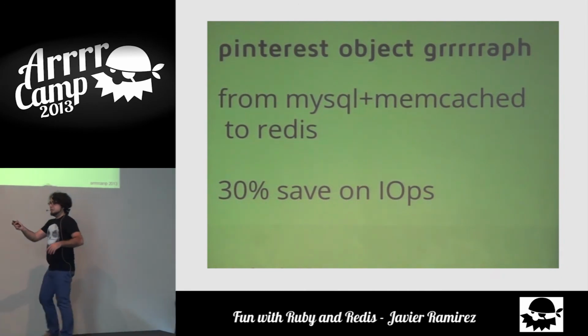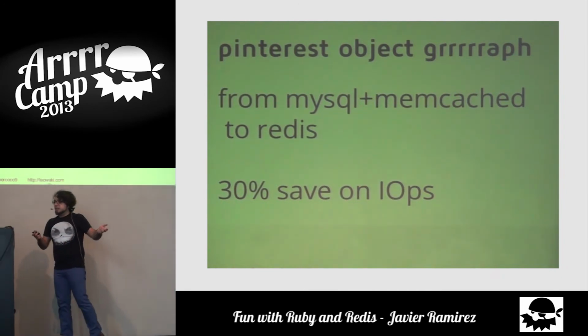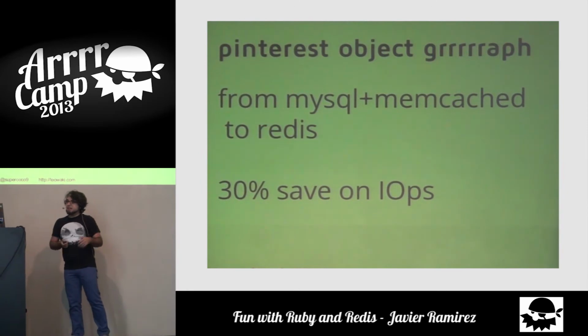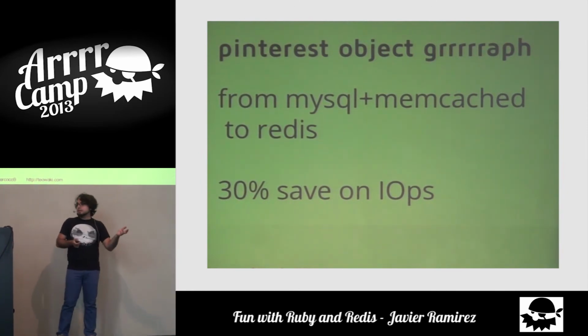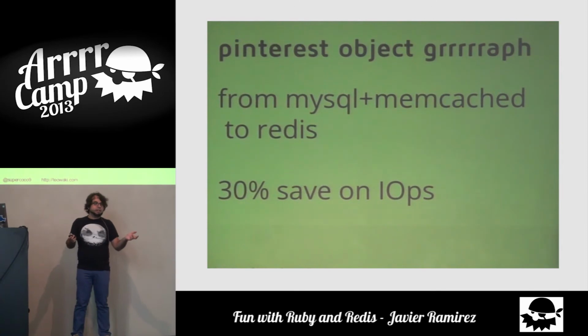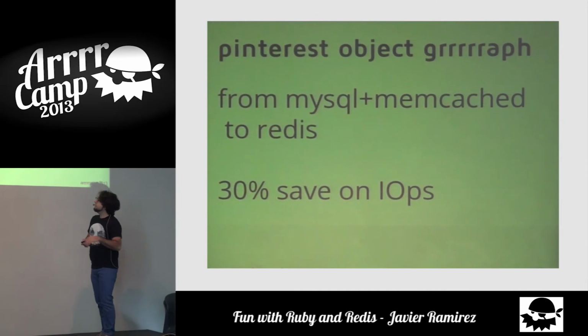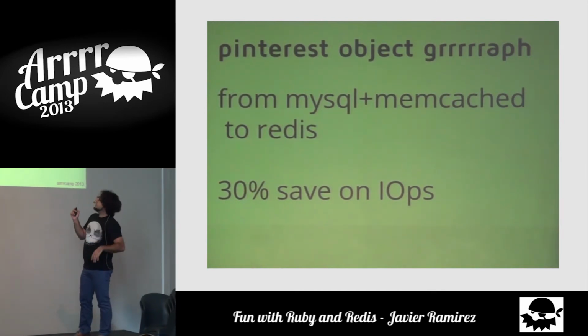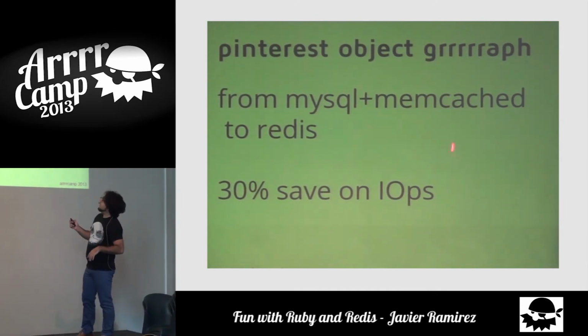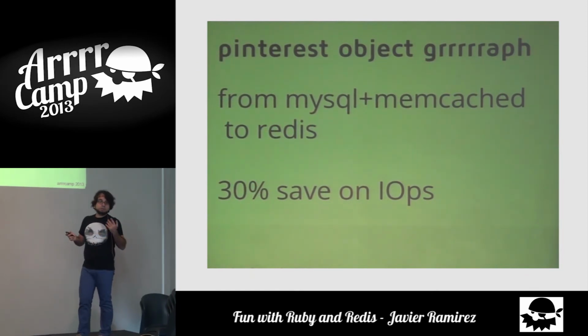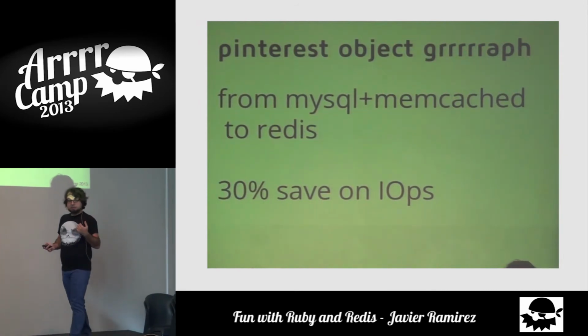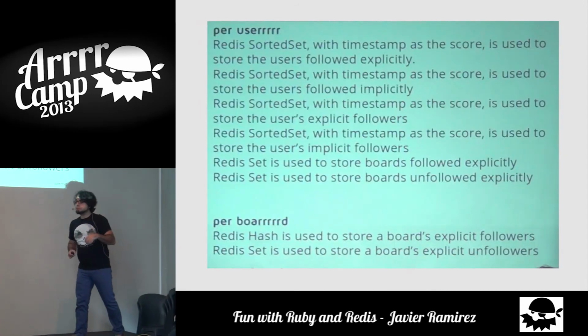I have the numbers there, which are like, they have like 500 app servers, about 90 MySQL servers replicated with another 90, over 100 Redis instances, 200 memcached. Yeah, it must be expensive, the server bill every month. But the thing is, they changed from MySQL and memcache to Redis, and they saved 30% in input-output operations by changing this.